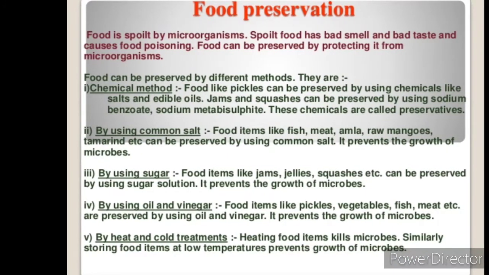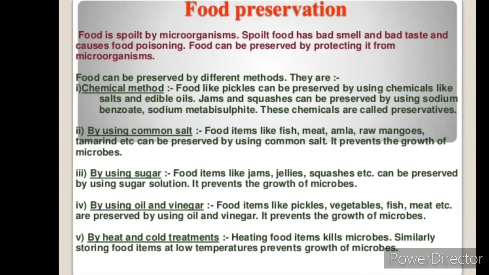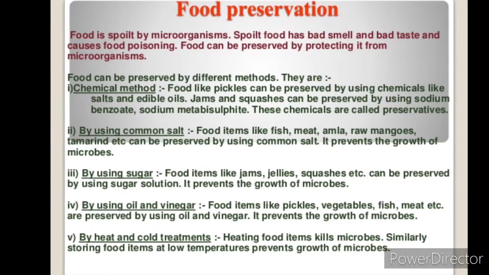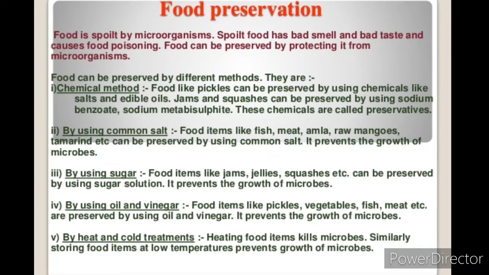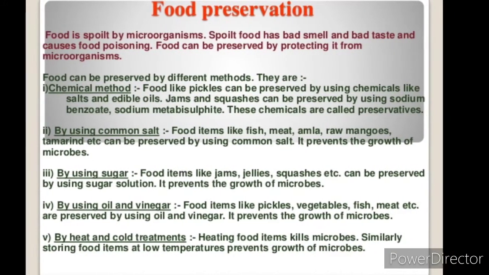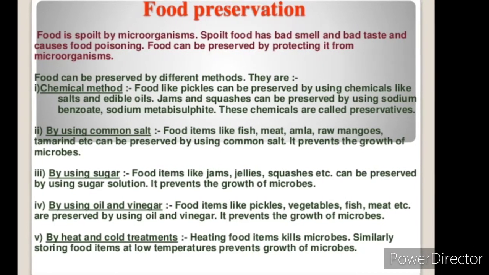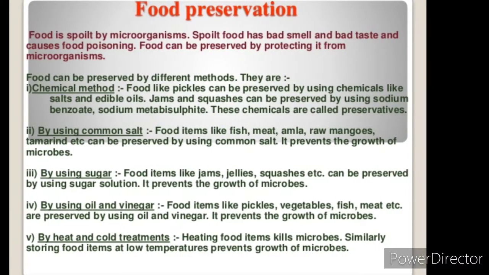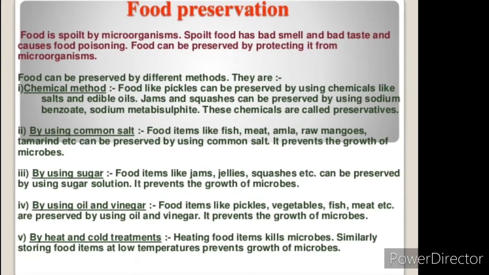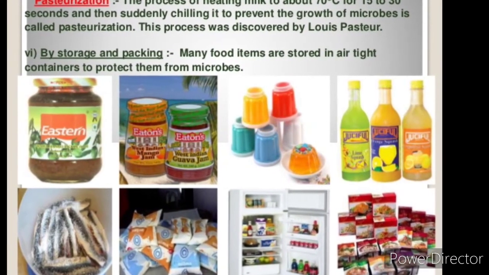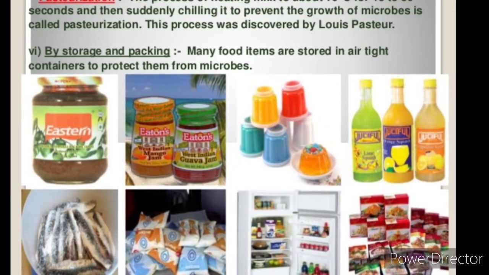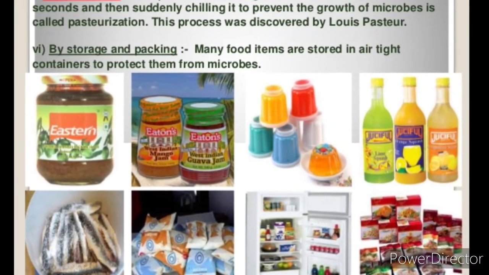Food preservation. Food is spoiled by microorganisms. Spoiled food has a bad smell and bad taste and causes food poisoning. Food can be preserved by protecting it from microorganisms. There are chemical methods, and salting, freezing, and other preservation techniques. Microorganisms can't tolerate very hot and cold conditions.